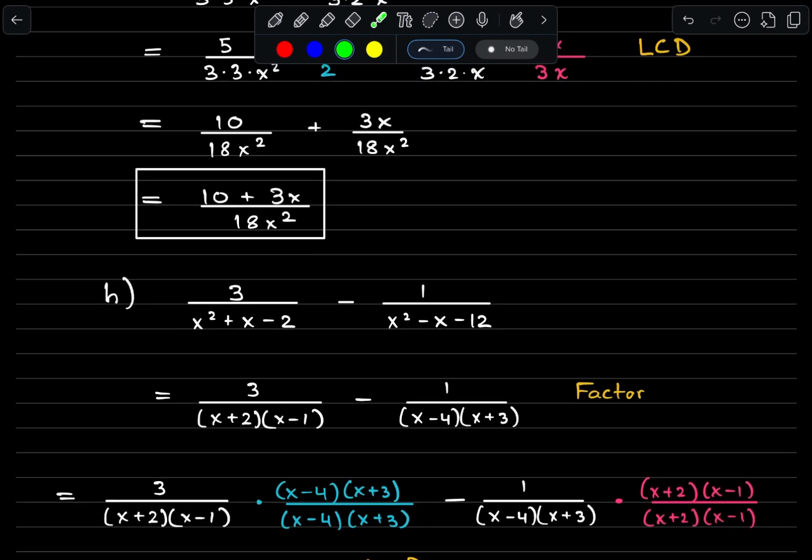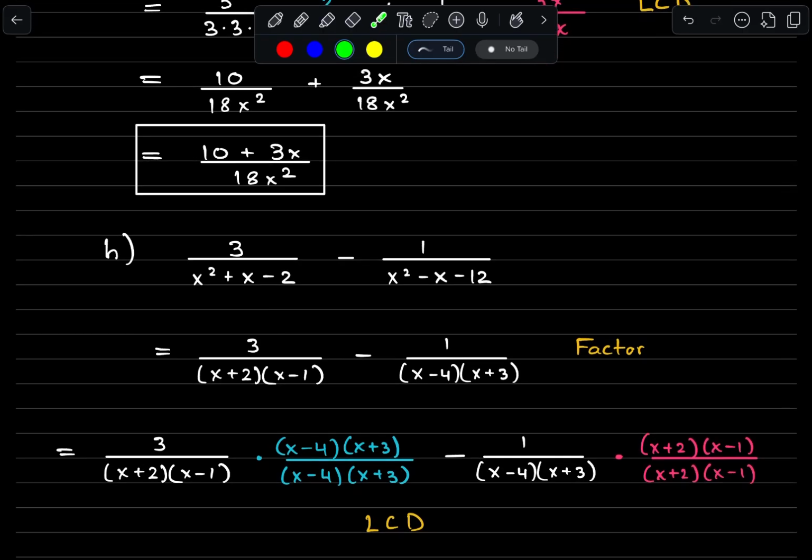Okay, so that's exactly what we're doing here. So just always make sure that whatever you're doing to the bottom, you have to do the same thing to the top of this fraction. Okay, so we're introducing the missing factors here, x minus 4 and x plus 3. For the second one, we're going to introduce the other missing factors, which were x plus 2 and x minus 1.